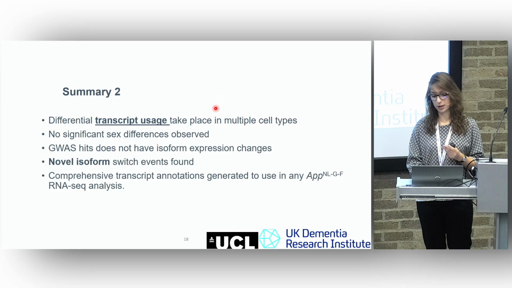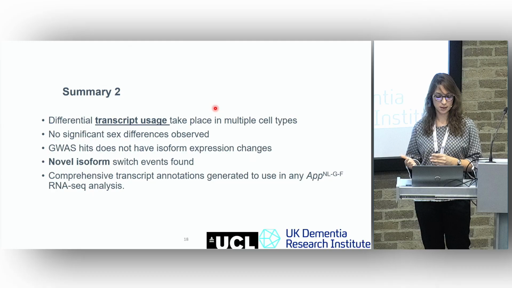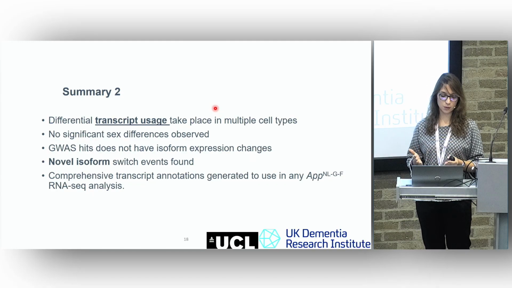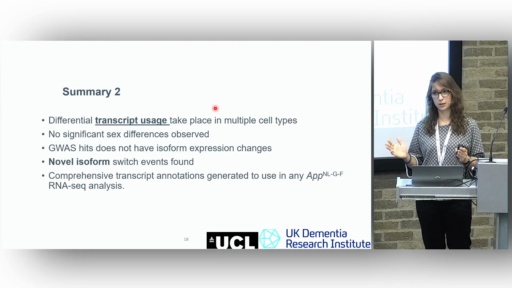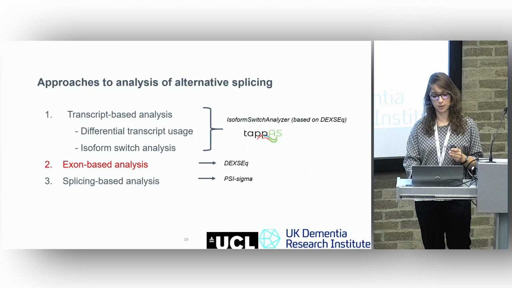So transcript usage takes place in multiple cell types. There are not many sex differences observed. There are slight differences. I can give more information about that if you're interested. The panel of GWAS hits did not show isoform alterations in amyloid. We have detected novel isoforms and novel switch events. We have created this comprehensive database of isoforms, their protein predictions, and polyadenylation usage sites, which may inform us about the proteins as well.